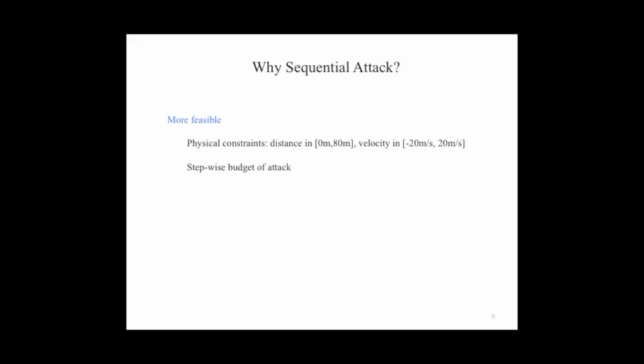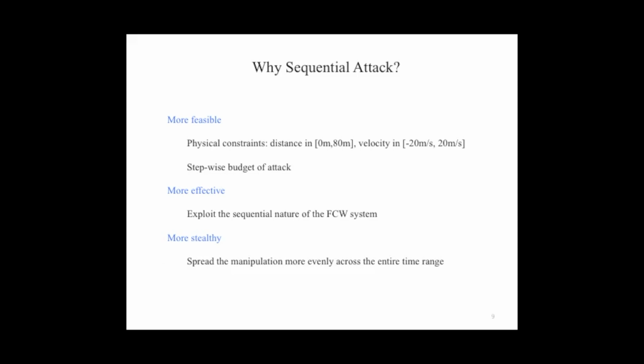Instantaneous attack could require very large changes to measurements that break those limitations. In contrast, the continuous or sequential attack spreads the manipulations more evenly over the entire attack horizon. Thus, each step could require a smaller change to measurements. Therefore, sequential attack is more feasible. Second, the sequential attack is also more effective because it can exploit the sequential nature of the FCW system by accumulating the attack effects over time. And finally, the sequential attack is more stealthy because it can spread the manipulations more evenly over the entire attack horizon, where the manipulation in each step becomes relatively small as compared to instantaneous attack. Therefore, the sequential attack is less likely to be detected and more stealthy.